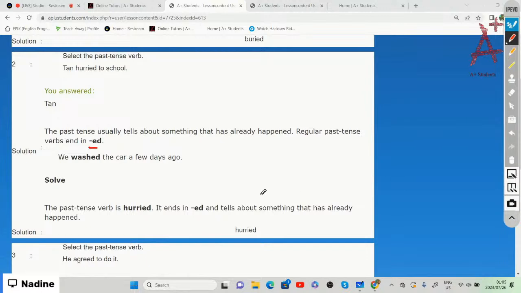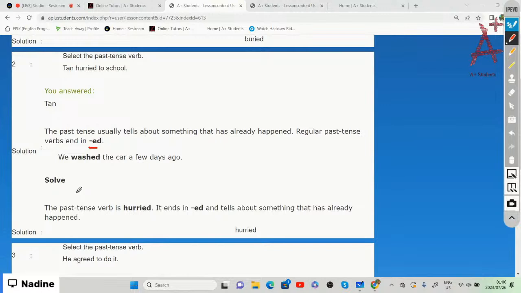It's like saying, I wash the car now. But in the past, I washed the car, or we washed the car a few days ago. And a few days ago basically gives the indication that it is in the past tense, right? It happened already. So we washed the car a few days ago, right? So washed, we added an ed to show the past tense, right?